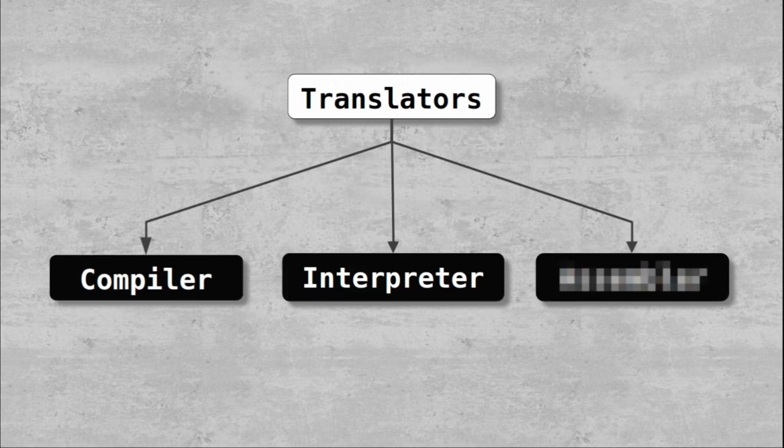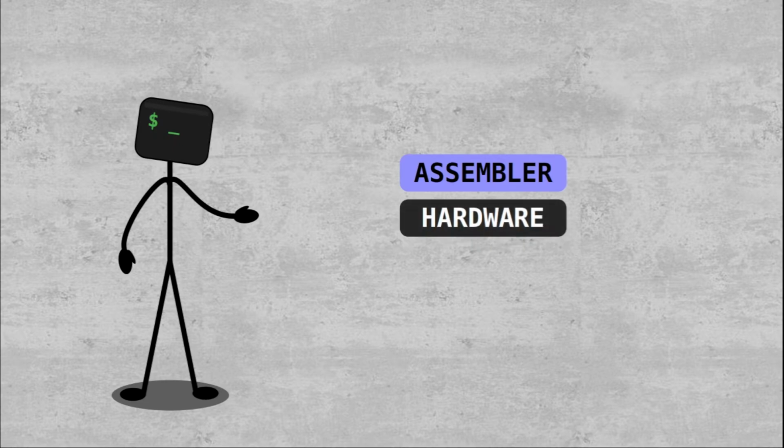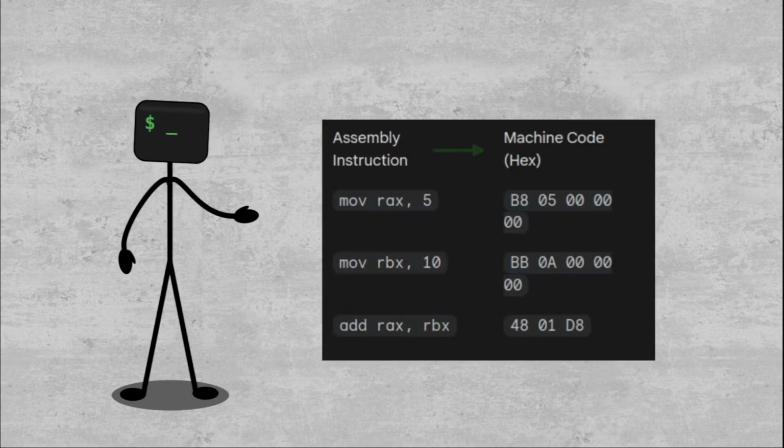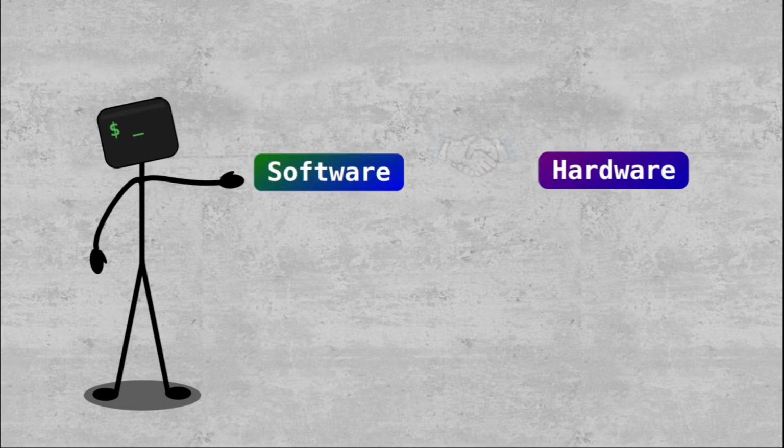And finally, the assembler. This one works very close to the hardware. It converts assembly language into machine code. This is where software starts shaking hands with hardware.